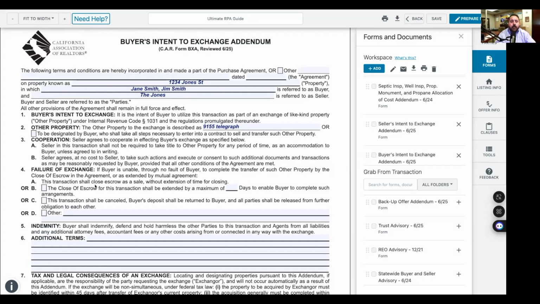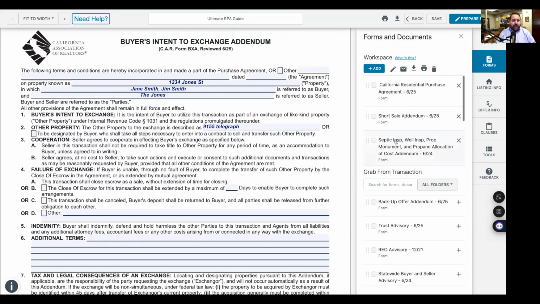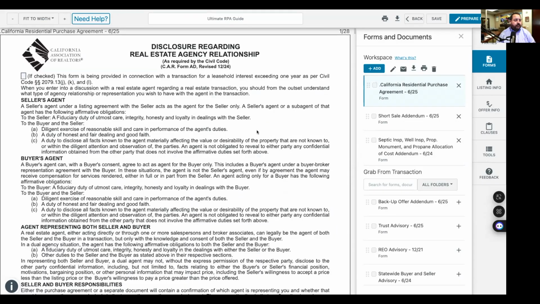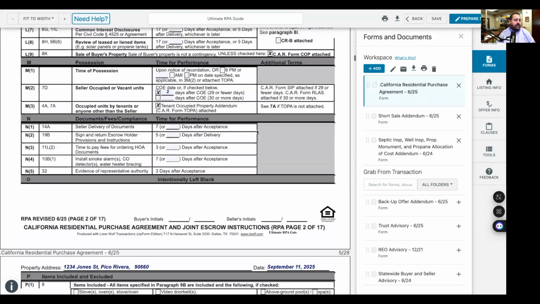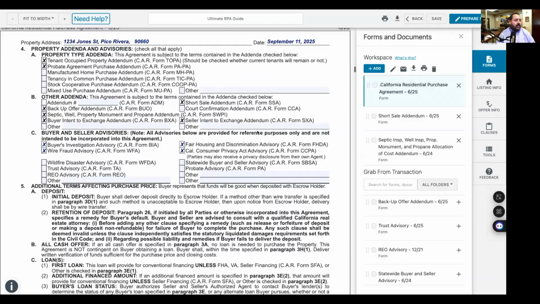Okay. But these are two forms that don't get used enough or at all. There's been many, many times where I've seen exchanges, those kind of purchases and sales, go through and the intent to exchange forms were not incorporated in the transaction. So just keep in mind, if you are working with an exchange, that's where we want to go. Okay. Let's see what's next in our addendums.